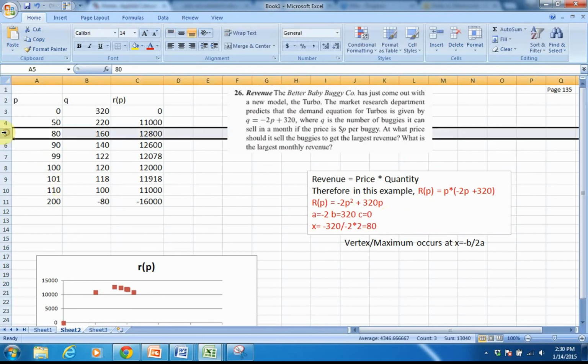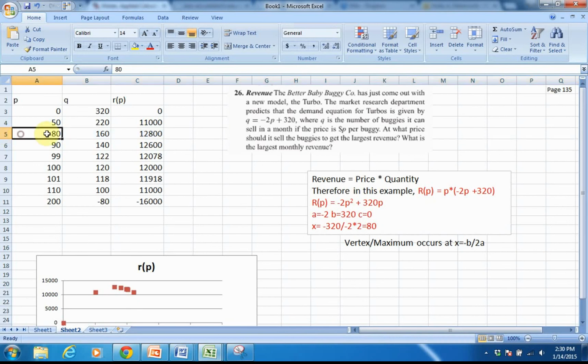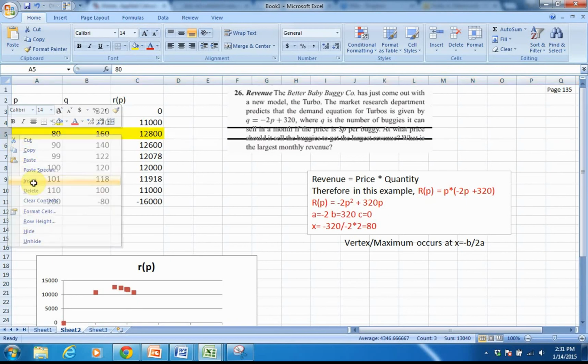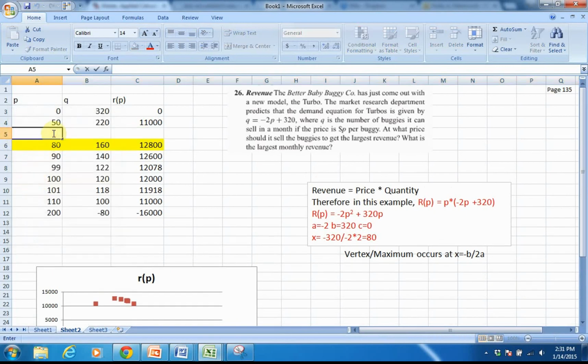Well, here we did it by trial and error, but we did find that value. What I would want you to do now is, just for the sake of it, go back in, insert one more row above, let's say at 70. And at 70, you're going to see that the revenue is lower than it was at 80. Now, I know this video took a little bit of time, but I wanted you to think through some of the basic things with quadratic functions. I hope this helps.